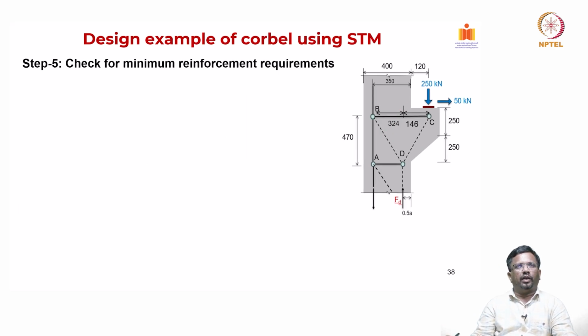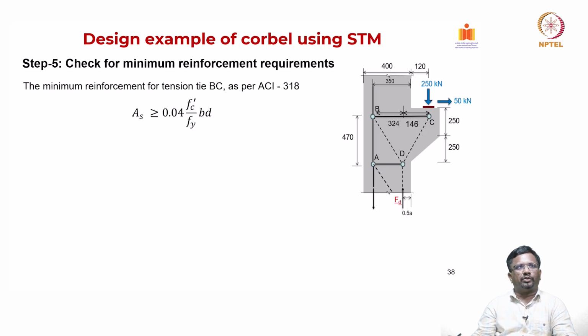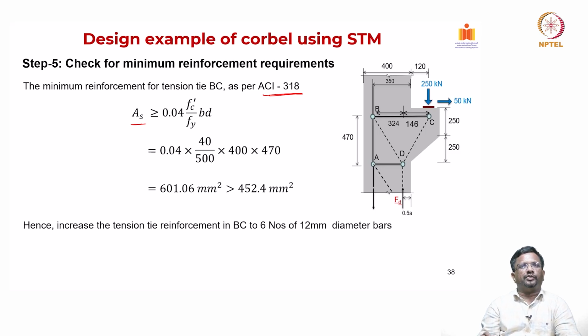Now we have to check for the minimum reinforcement requirement. As the code says, ACI 318 gives much more elaborate requirements. That is the reason we are using ACI 318 provisions. The minimum amount of tension steel should be 0.04 times f'c by fy times bd, right. If you substitute that, it works out to be 601 millimeter square, which is greater than what we have provided. For example, for tie BC, we calculated 452.4. So, the minimum requirement is higher than that.